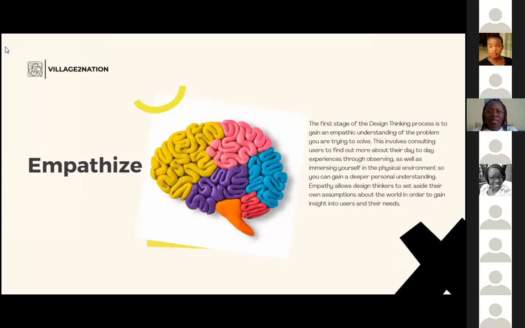Empathy will allow design thinkers to set aside their own assumptions about the world in order to gain insights into the user needs. And because on my screen I'm seeing two people proactively, so maybe Valentine, please switch on your mic and just tell us slightly about a project that you're working on currently.